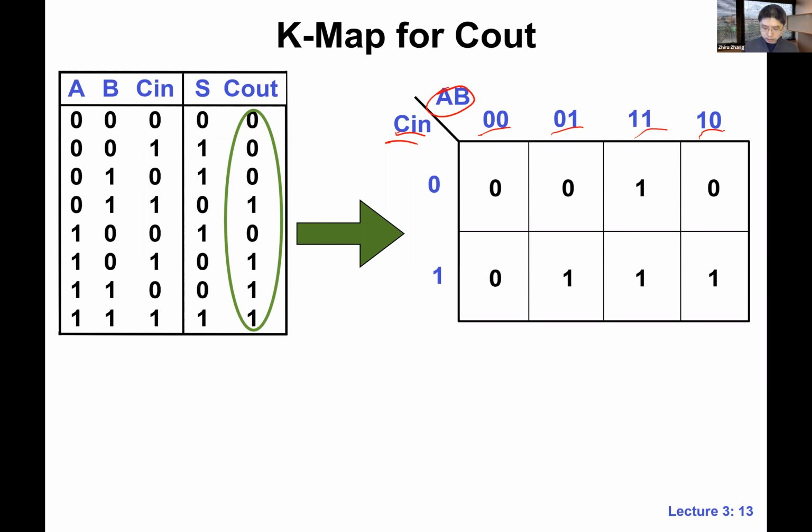Just to help you understand a bit, you look at this cell over here. This one corresponds to AB, which is 1, 0. C is 1. So this really corresponds to the input row 1, 0, 1, which is here. And see this output column: if you look at the corresponding row in this output column, we have a 1.